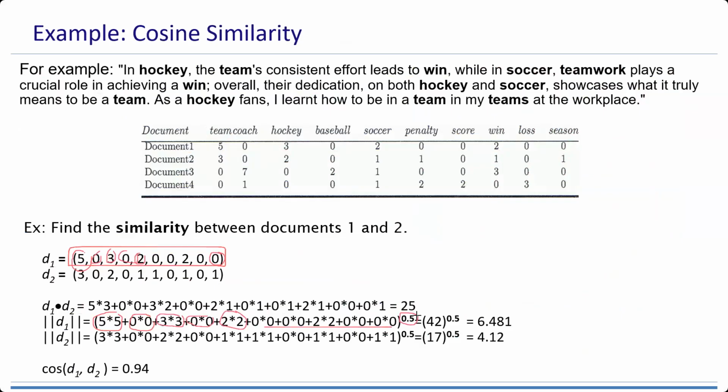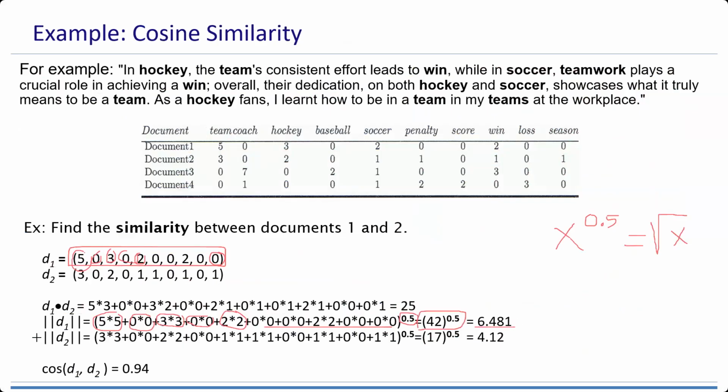Do you know what is power 0.5? x power 0.5. What is it? It is the square root of x. Okay. Then we have the square root of 42, and this is the result, 6.4.